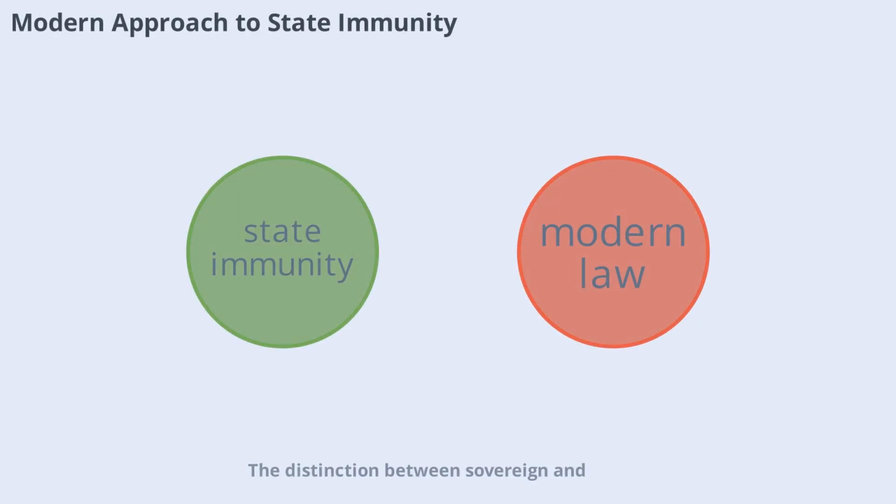The distinction between sovereign and non-sovereign functions is less relevant today. Modern jurisprudence holds that the state should not be above the law and citizens must have remedies for wrongful acts by public officials. Courts now focus on the nature and manner of the act rather than rigid categories.